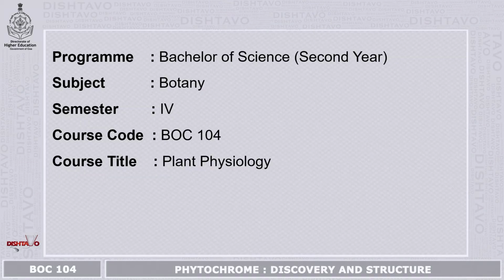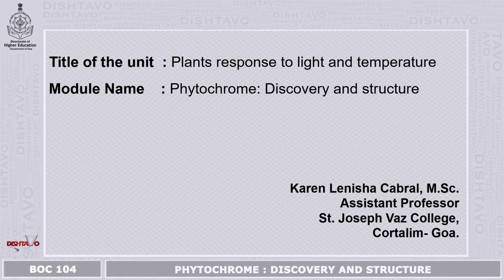Today's topic is for Bachelors of Science, second year, subject Botany, semester 4, course code BOC 104, course title Plant Physiology. Title of the unit: Plants Response to Light and Temperature. Module name: Phytochrome, that is the discovery and structure.